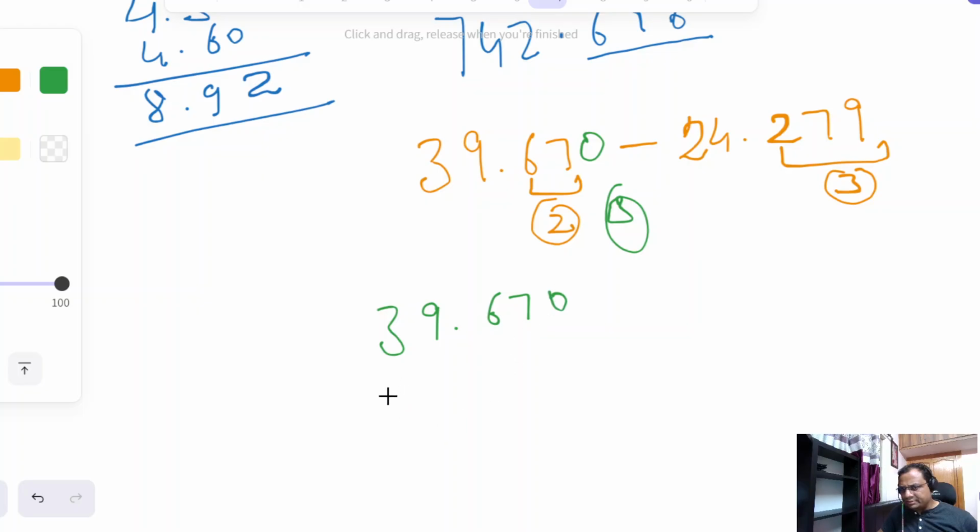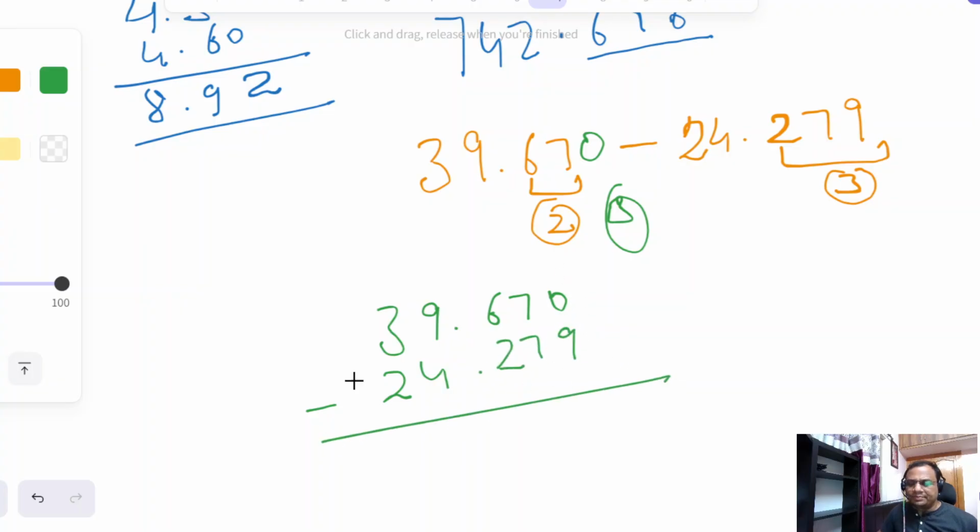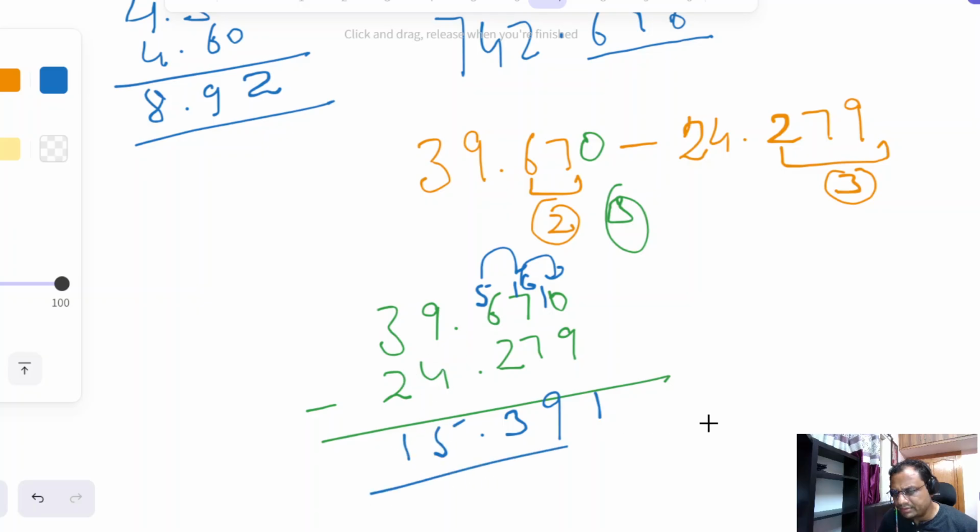So 39.670 minus 24.279. Let's subtract it. So 0, we will borrow. So we got 10 and 10 minus 9 is 1. Same how we subtract any numbers, right? And this becomes 6. Again, we need to borrow. That becomes 16. 16 minus 7 is 9. This is 5. 5 minus 2 is 3. 9 minus 4 is 5. This 3 minus 2 is 1. So 15.391 is our answer.